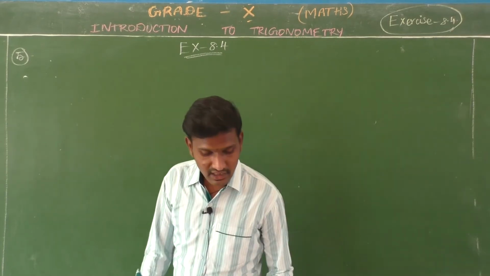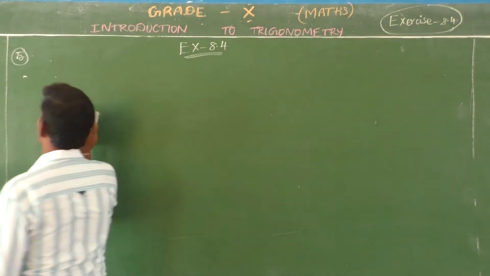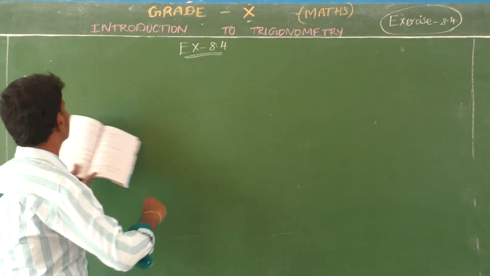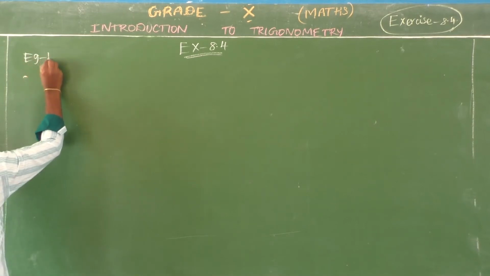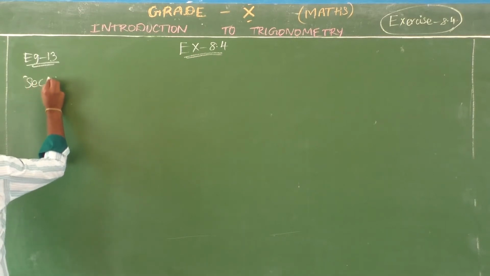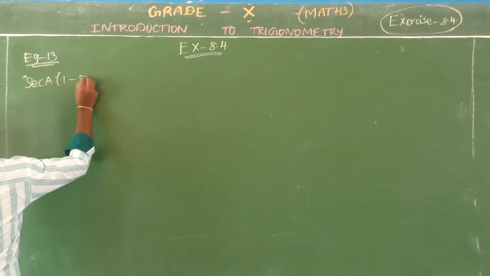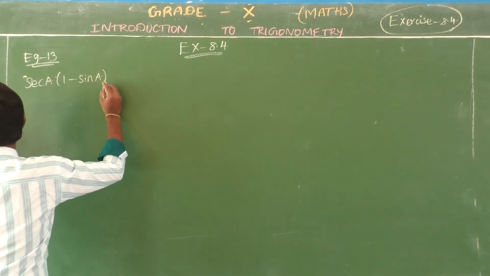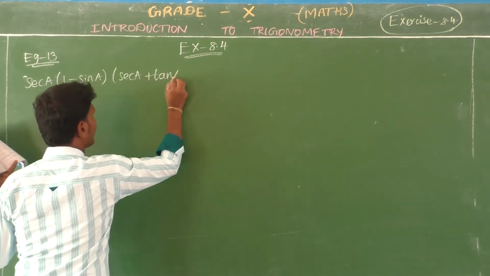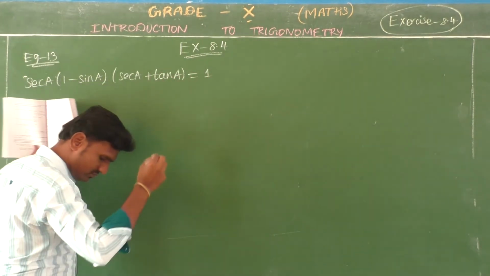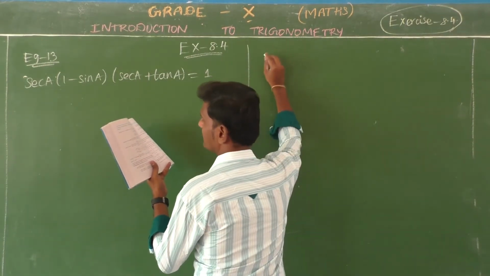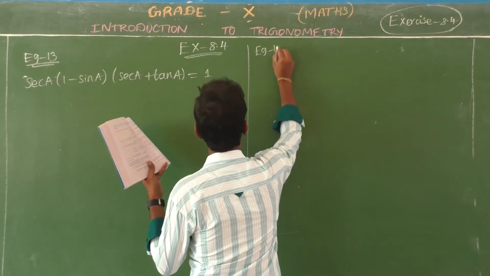Before that, we should complete the examples, then we can come to the exercise problems. Students, now I am going to give you example 13. Prove that secant A into 1 minus sin A into secant A plus tan A is equal to 1. This is one question, and then example 14.